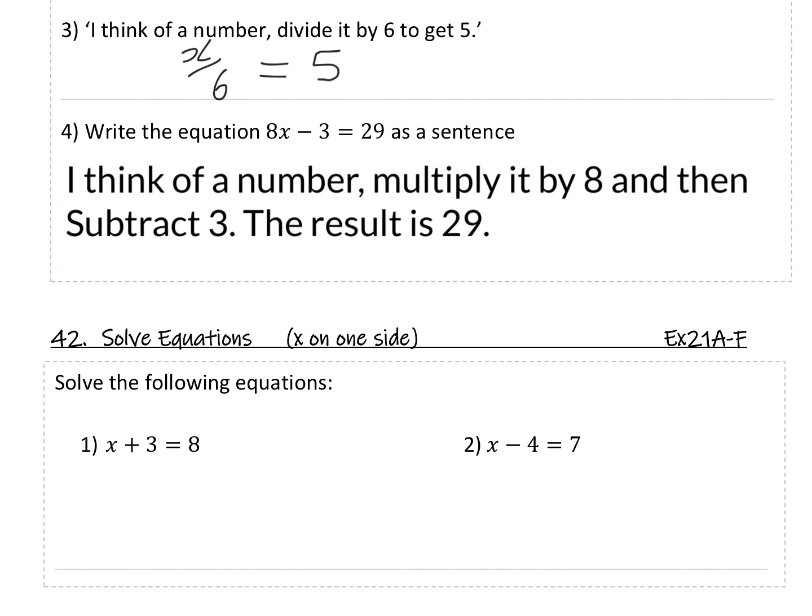So just redo that again. I think of a number, that'll be our x. I multiply it by 8, that'll be 8x. And then subtract 3, that'll be 8x minus 3. The result is, that's equals, and then 29.